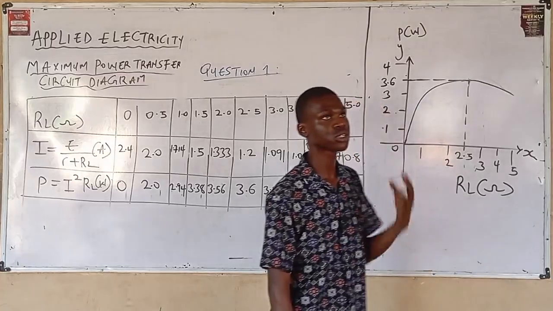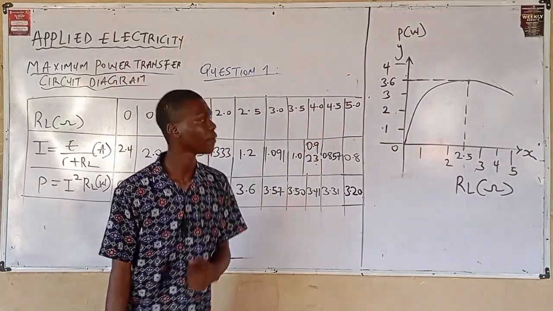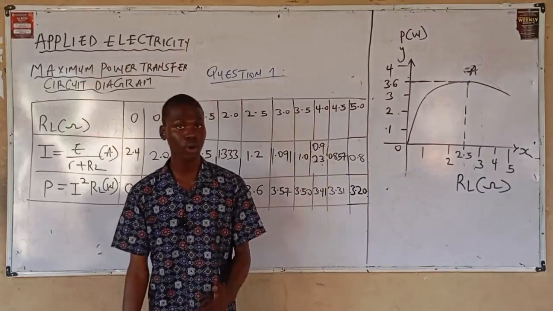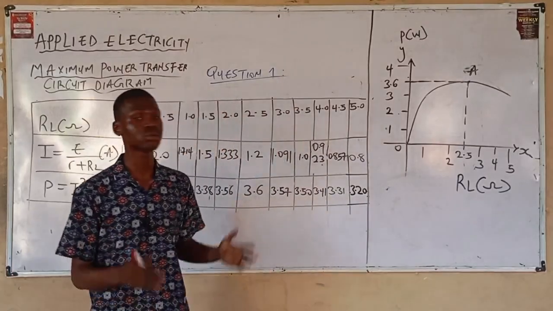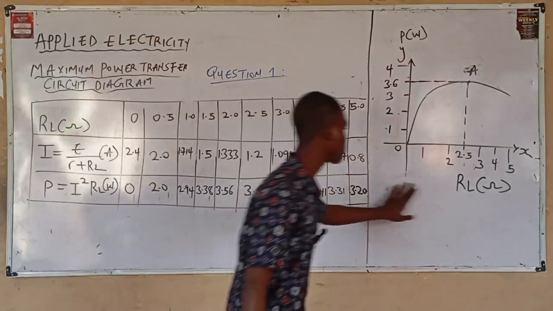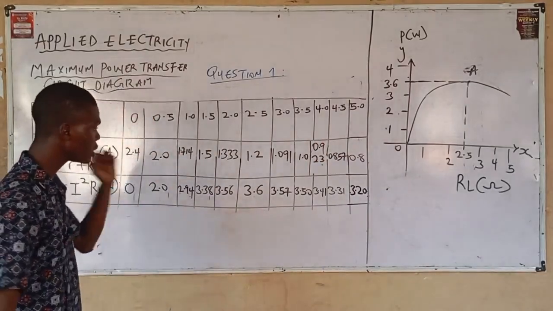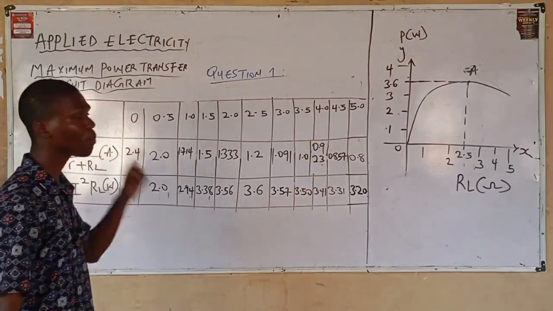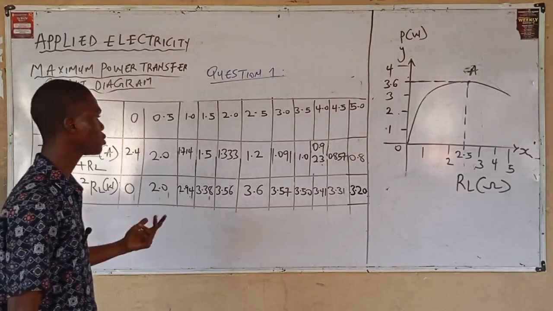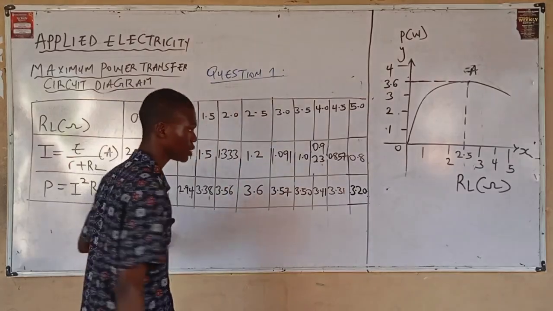That's question 2. Question 3 says that state the value of the maximum power transfer, meaning at what value of R does the maximum power occur, right? Looking at your tabular representation and your graphical representation, it is obvious that the greatest value of P is 3.6, meaning your maximum power transfer is 3.6, right? And it occurs at what value of resistor? It occurs when R is equal to 2.5 ohms, right? This is from your tabular representation.